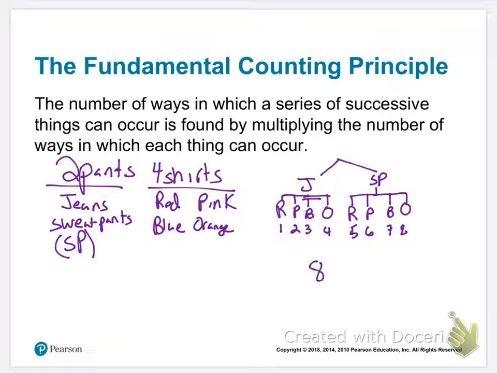So 8 options. But we also could have gotten this because you have 2 types of pants and 4 types of shirts, and we know that 2 times 4 is 8. And this is the fundamental counting principle.